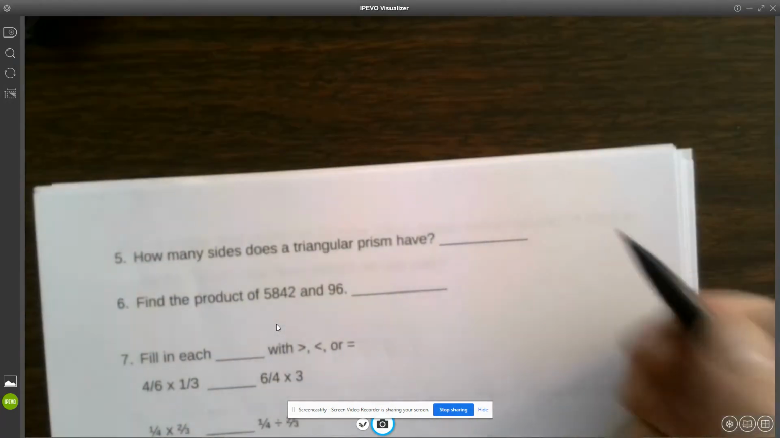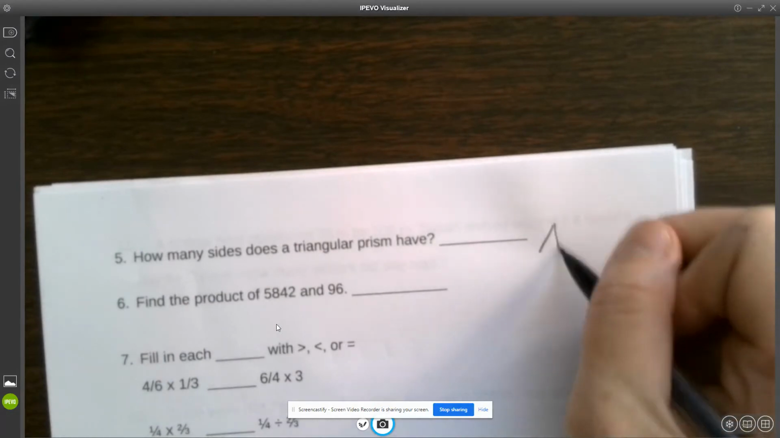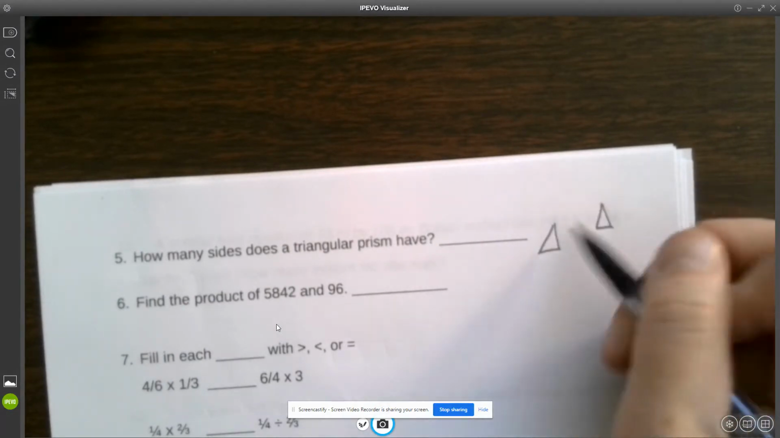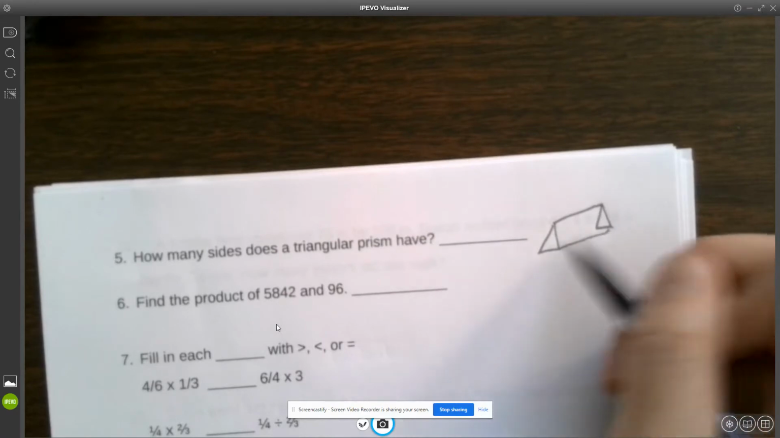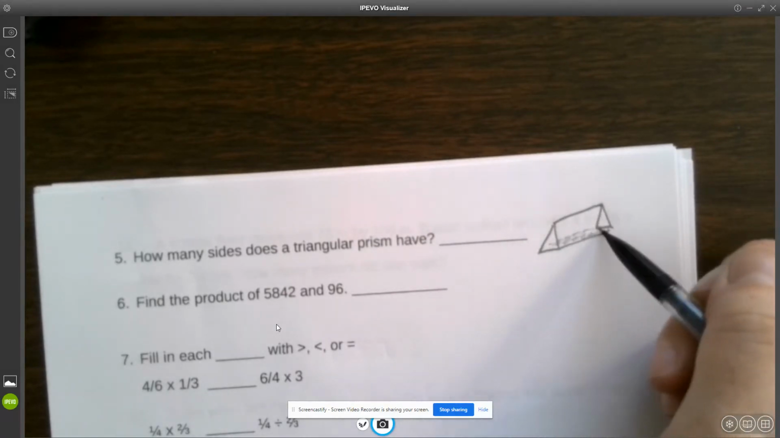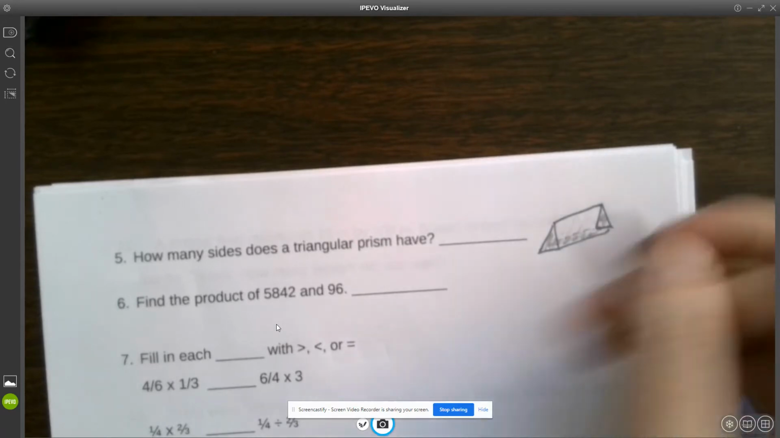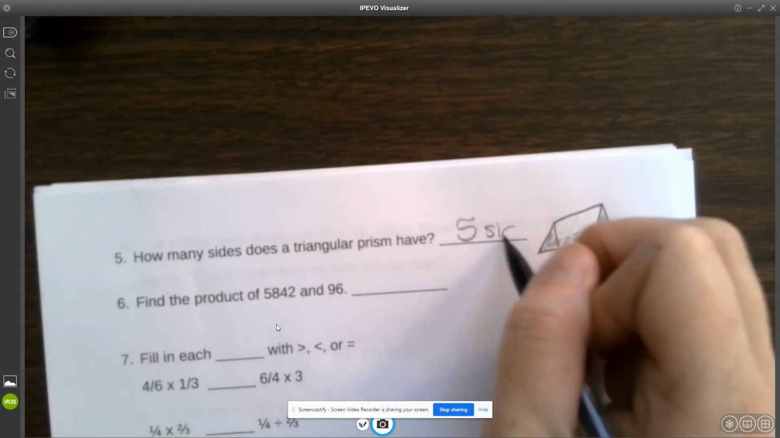Number 5, it says how many sides does a triangular prism have? Well, a prism has similar sides, so a triangular prism would look like this. How many sides does it have? Well, it has 1 on bottom, 1 on this side, 1 on that side, so that's 3. And then this front is 4 and the back is 5. So it has 5 sides.